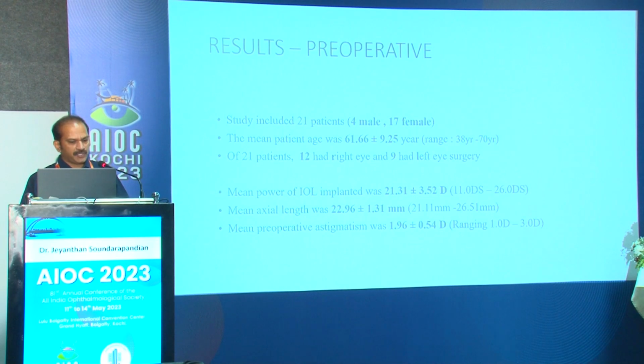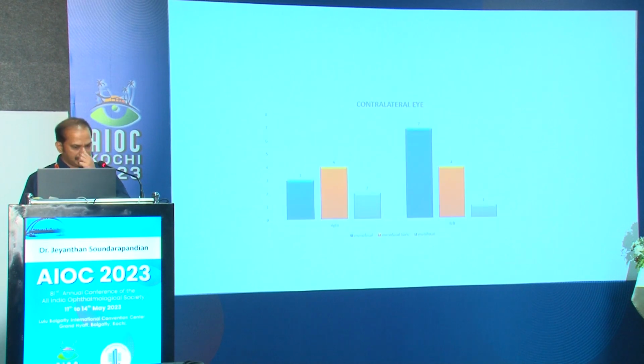The study included 21 patients, of which 4 were male and 17 were female. The mean age was 61. Out of the 21, 12 had their right eye operated and 9 had their left eye operated. The mean IOL power was 21. Mean axial length was 22. The mean preoperative astigmatism was 1.96 plus or minus 0.5. This is the demography of the other eye, which was already operated.